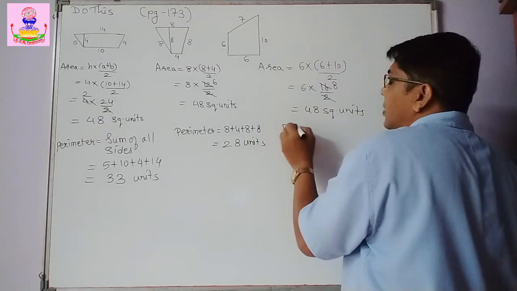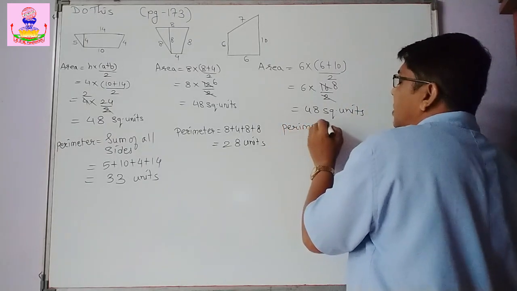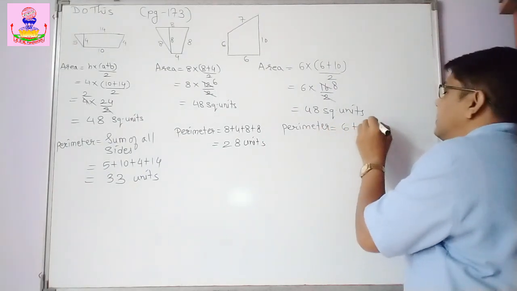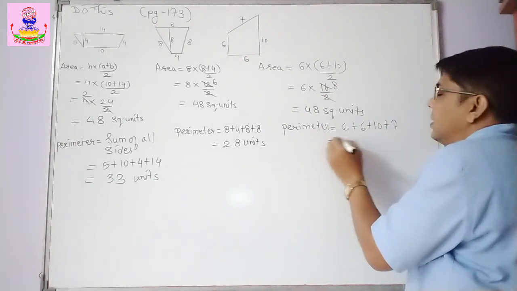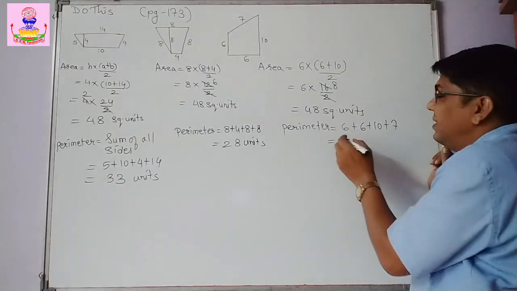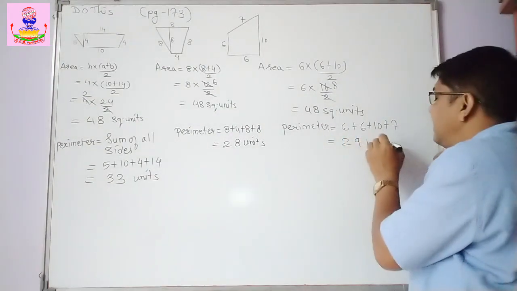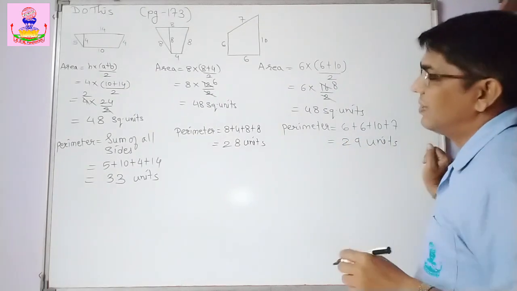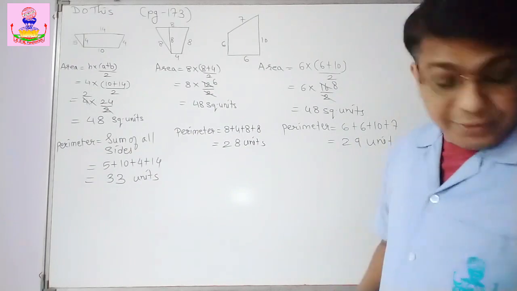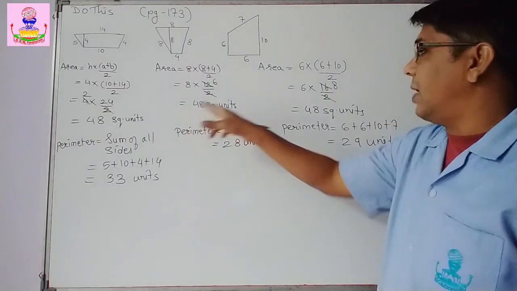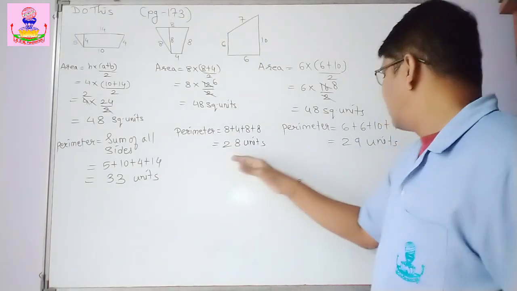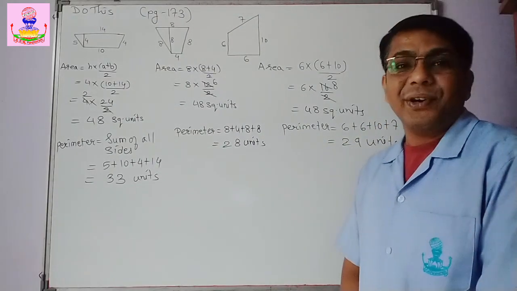Right? And perimeter. Now, what is the perimeter? Sum of all sides. So, 6 plus 6 plus 10 plus 7. So, 6 plus 6, 12. 12 plus 10, 22. 22 plus 7, 29. Now, you can see here, all these three figures have got the same area, 48, 48, 48. But the perimeter is different. Here it is 33, here it is 28, here it is 29.